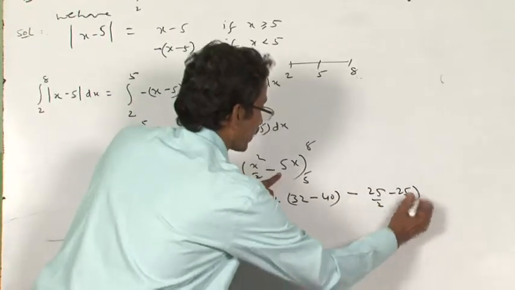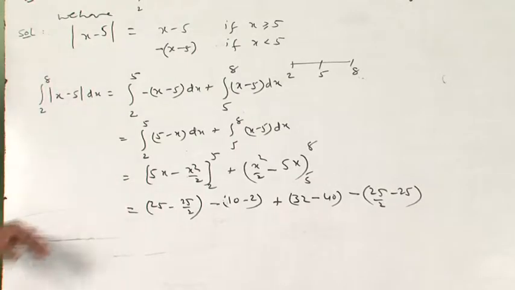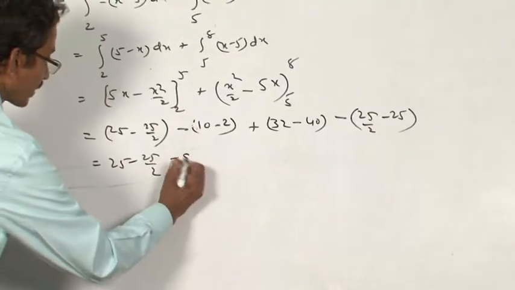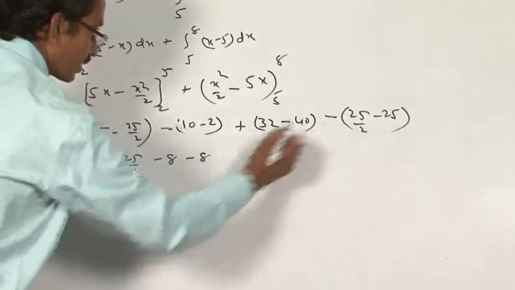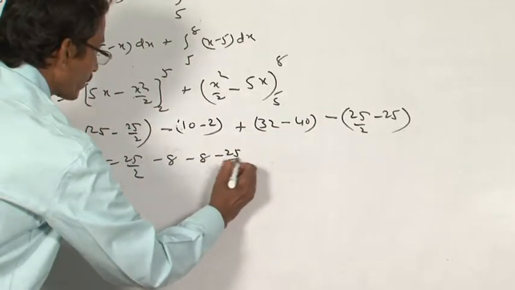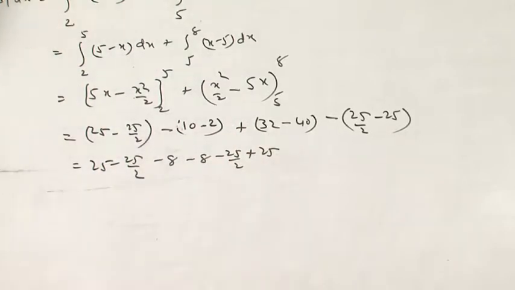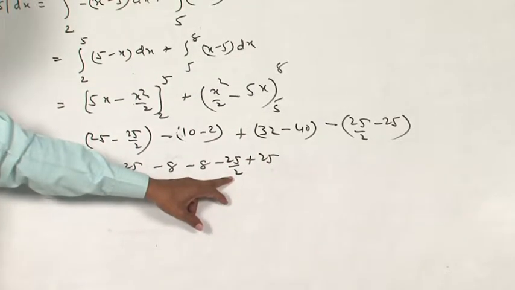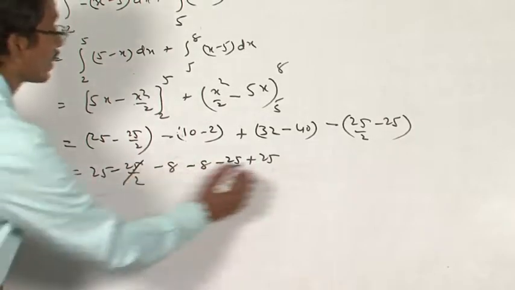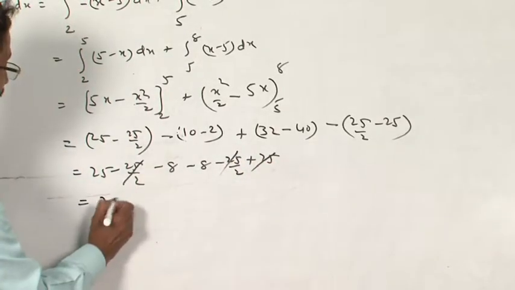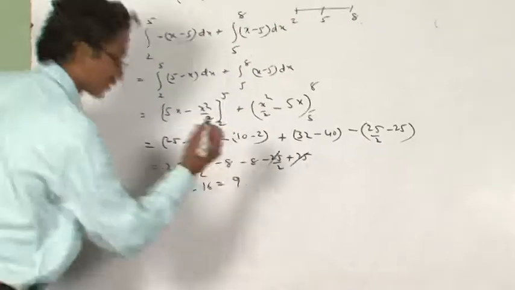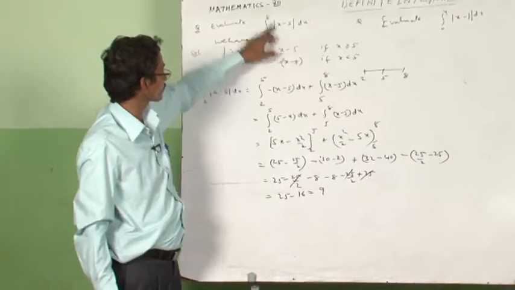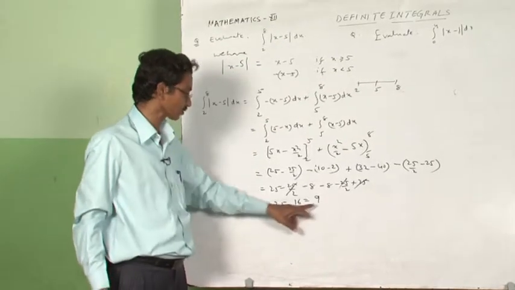and minus 25. So, simplifying this, we get 25 minus 25 by 2 minus 8, and this is equal to minus 25 by 2 plus 25. So, minus 25 by 2 minus 25 by 2 is minus 25, and plus 25 and minus 25 get cancelled. So, this is 25 minus 16, which is equal to 9. So, integral 2 to 8 modulus of x minus 5 dx is equal to 9.